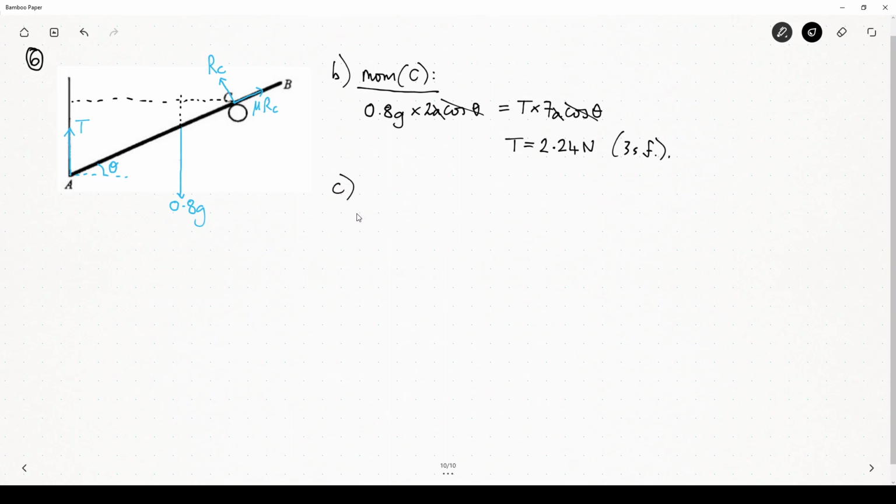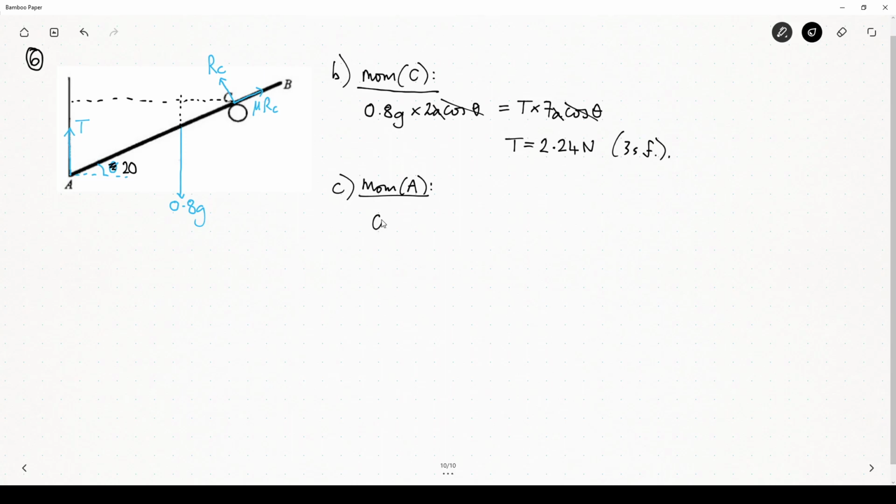Right, for part C then, we're now told that theta is 20 degrees, and we need to find the magnitude of the normal reaction at C. Okay, so again, the best way to do this, because we don't care about the frictional force, is just to go straight for moments, but this time to take moments about A. The benefit of taking moments about A is that the tension's line of action goes through A, so we can ignore it, but also the frictional force's line of action goes through A, so we can ignore that as well. So taking moments about A is going to make this quite nice and straightforward.